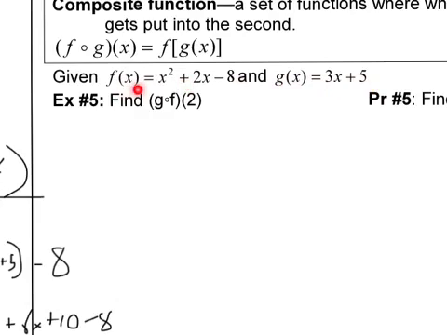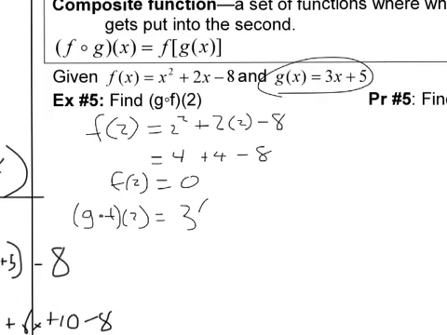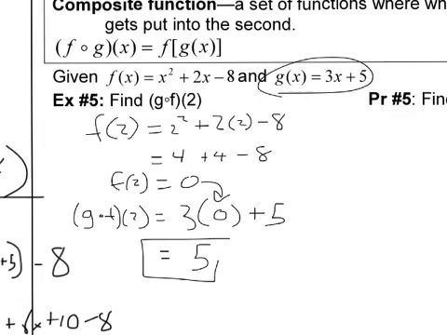And now our functions are different, so that means we're going to find f of 2 first. So f of 2 is 2 squared plus 2 times 2 minus 8. That's 4 plus 4 minus 8. That's really just 0. So f of 2 is 0. So that means that g dot f of 2 is going to be the function g of x, so 3, but with a 0 plugged in. So 3 times 0 is 0, plus 5 is 5. So our answer is 5. And that's how we would calculate that.